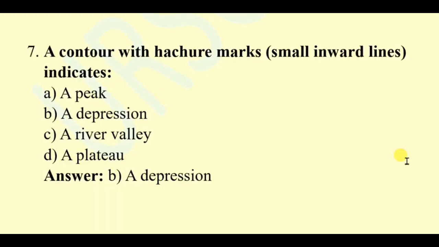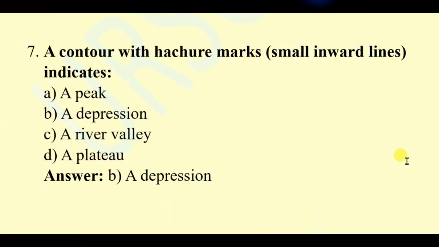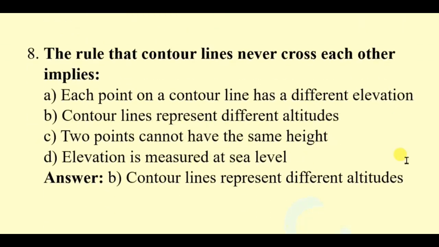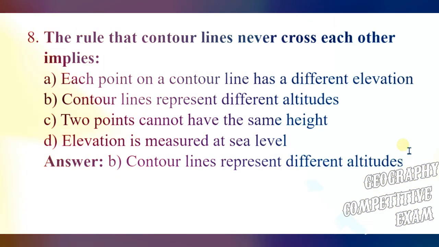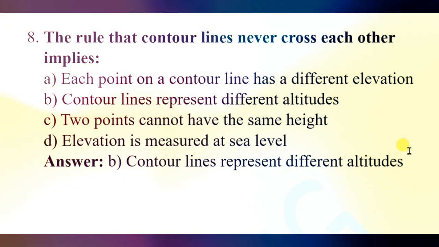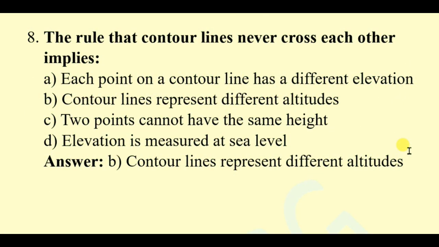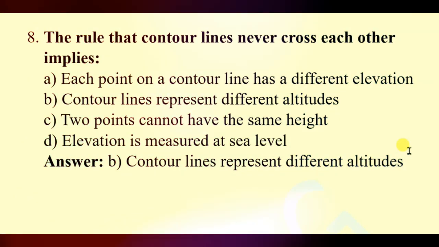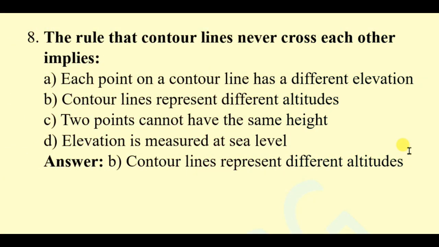A contour with hachure marks, small inward lines, indicates a peak, a depression, a river valley, a plateau. Here the right answer will be a depression. Question 8. The rule that contour lines never cross each other implies each point on a contour line has a different elevation. Contour lines represent different altitudes. 2 points cannot have the same height. Elevation is measured at sea level. Here the right answer will be contour lines represent different altitudes.